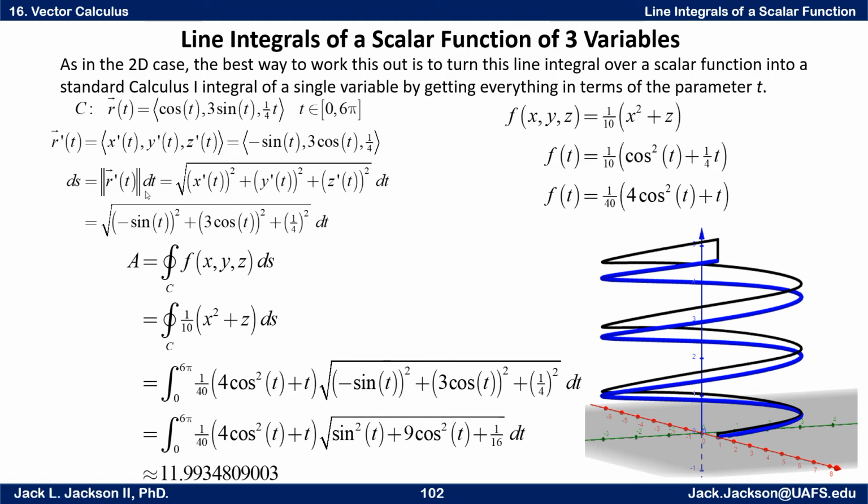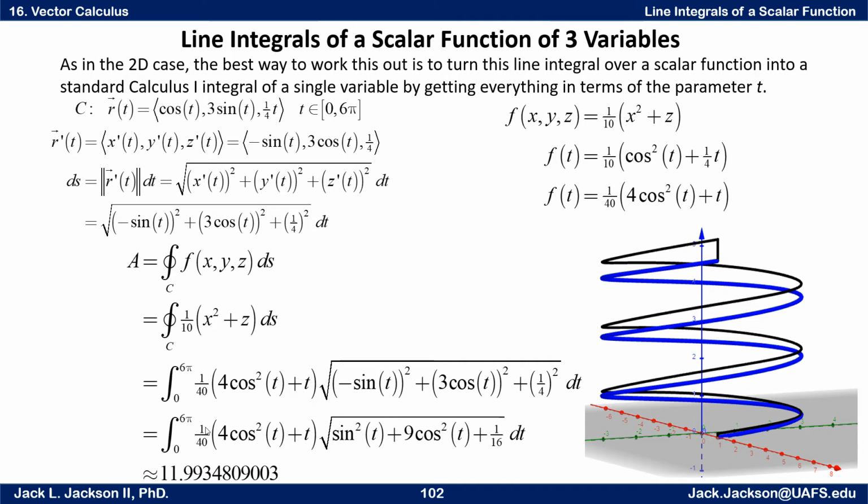So the norm of dr/dt is just taking this thing, squaring each part, adding them up, and taking the square root. So that's taking the 3 derivatives with respect to t, squaring them, then adding them up and taking the square root. So we take negative sine of t squared plus 3 cosine of t squared plus 1/4 squared. And actually I simplified that a little bit. This is just sine squared, this is 9 cosine squared of t, and this is 1/16.